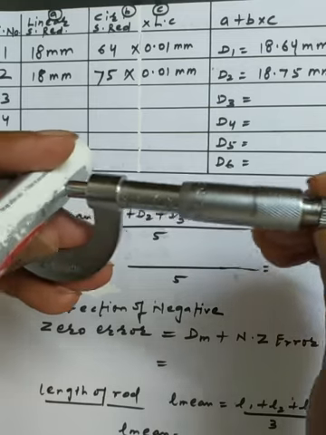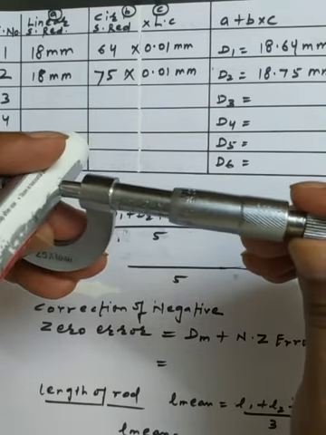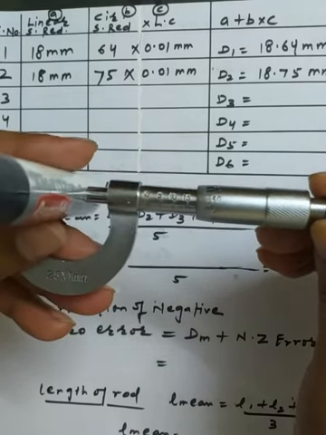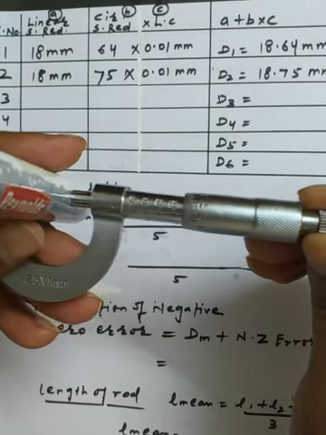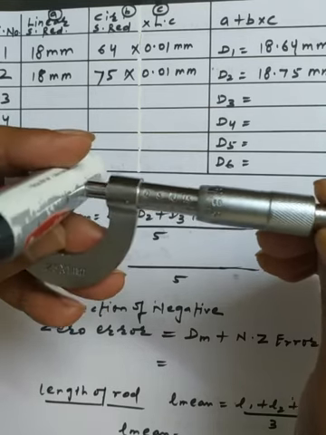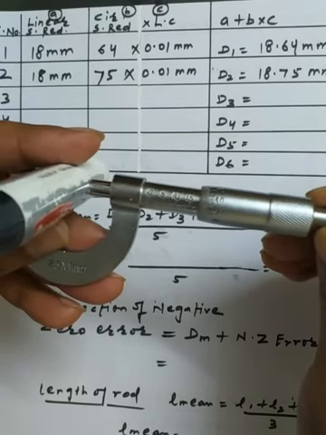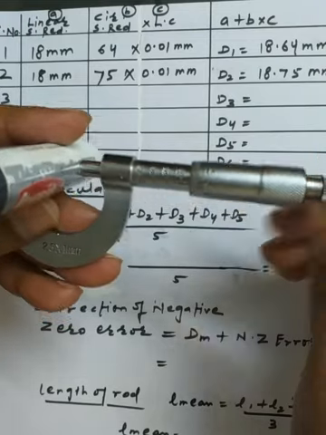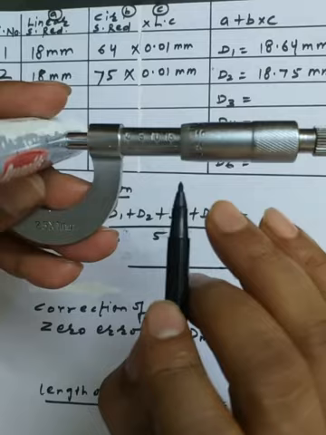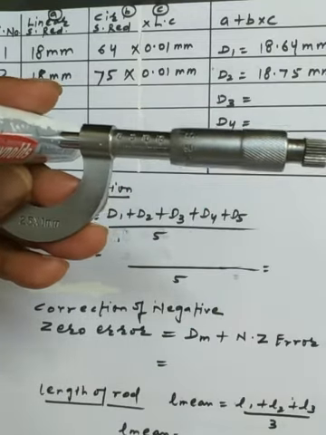So I am completely fixing the jaws around the given rod. Definitely the surface is very rigid, so the main scale reading will be the same as in the previous portion. It comes to 18, and the circular scale reading which coincides with the main scale is 50. So this is the simplest method to make the measurement of the reading.